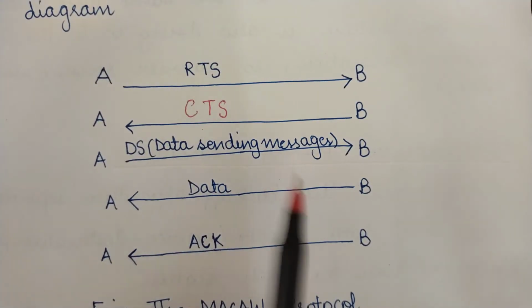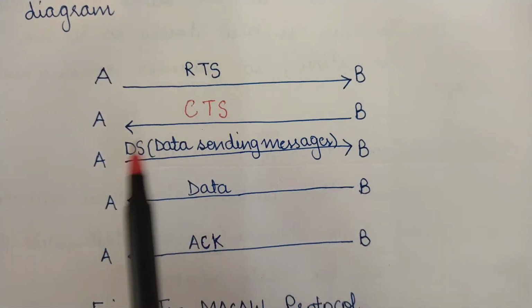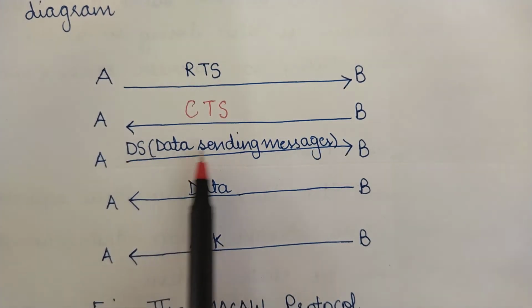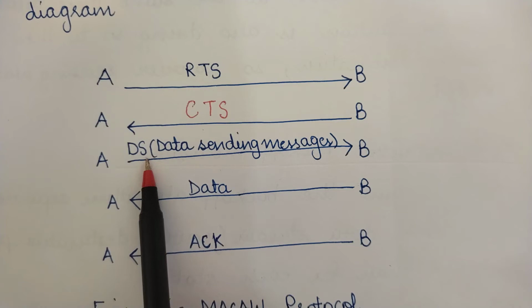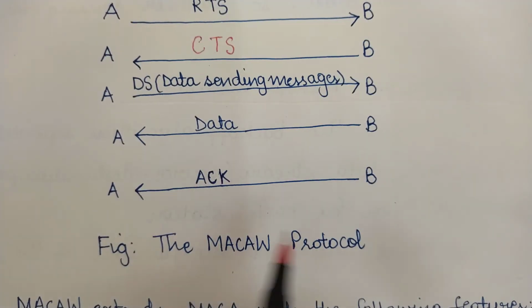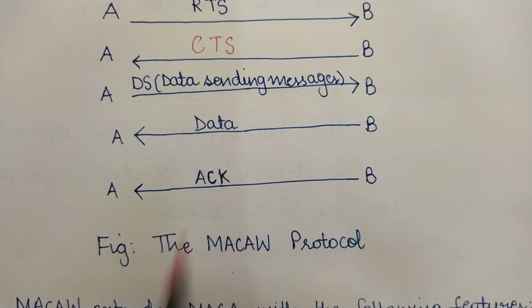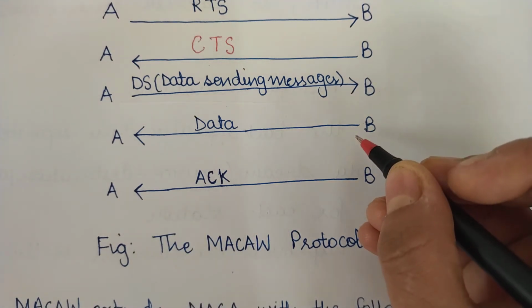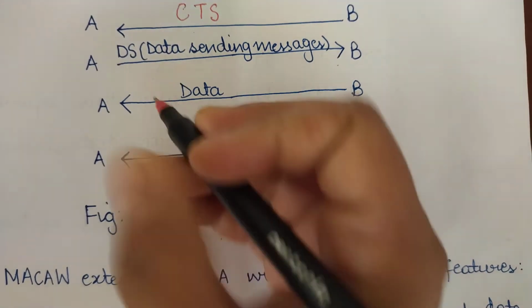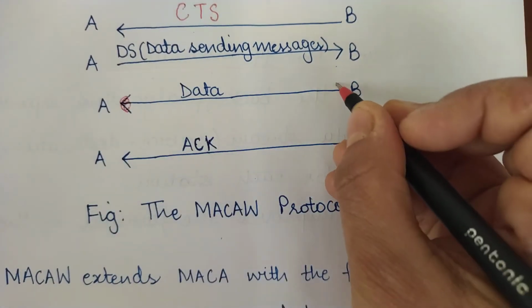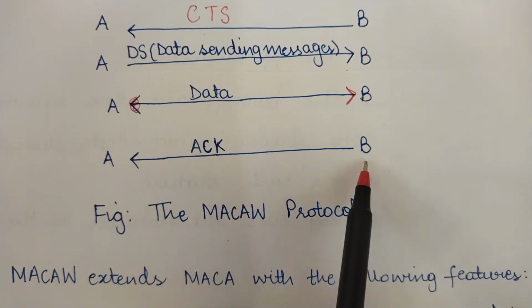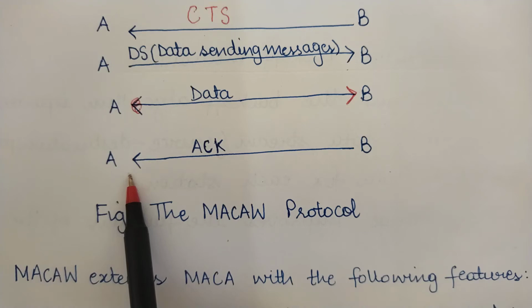So I will repeat it once again. A sends RTS to B, B sends CTS to A. Then A sends the DS, the data sending message, to B. Then A sends the data to B, and after receiving the data, B sends the acknowledgement to A, right?